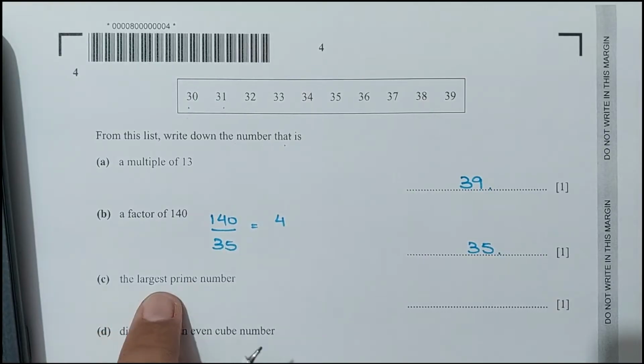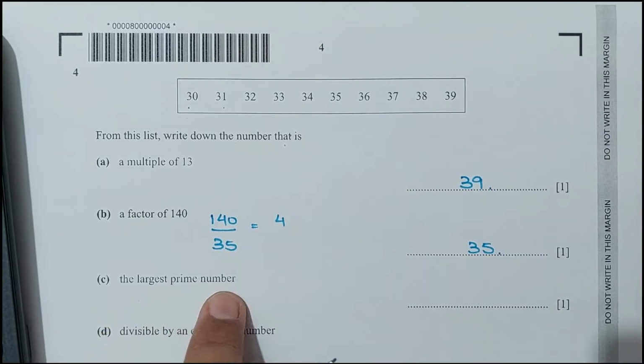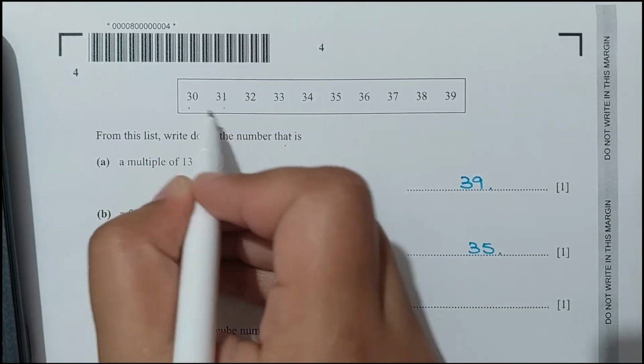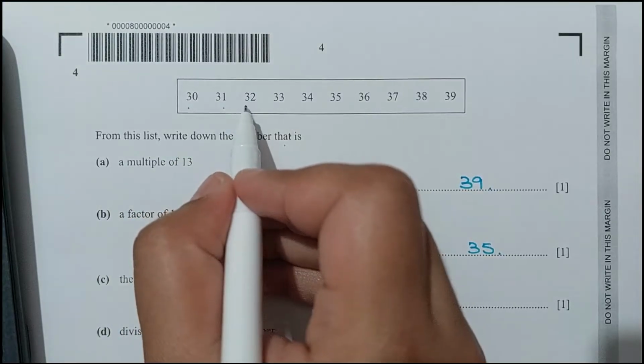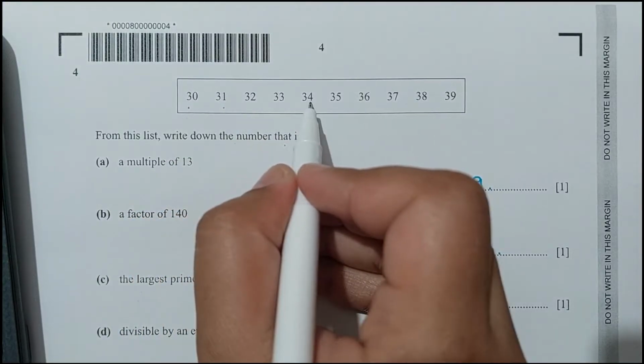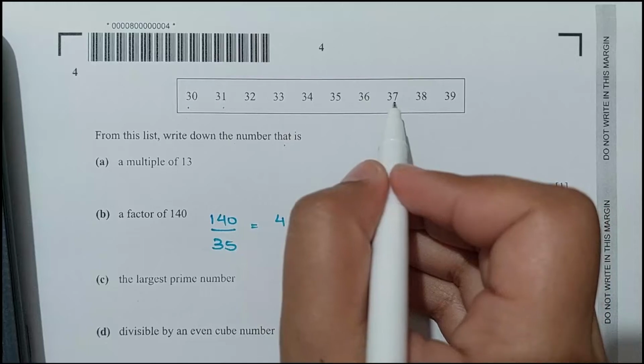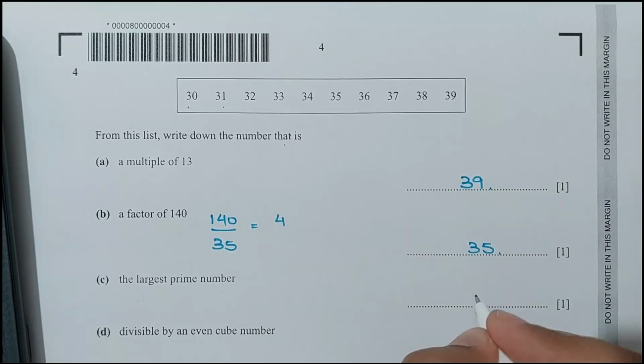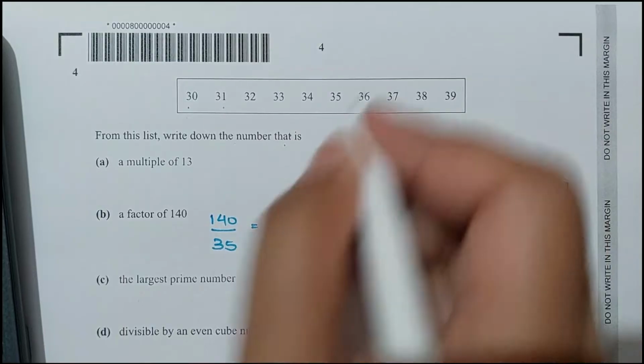Part C, the largest prime number. Okay, a prime number is a number that has only two factors, 1 and the number itself. 31 is a prime number, but it is not the largest one. 33 is not prime. 34, 35 are not prime. 37 is a prime number. Yes, it has only two factors, 1 and 37 itself, and it is the largest from the given list.